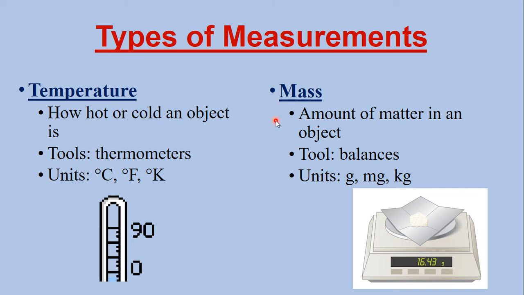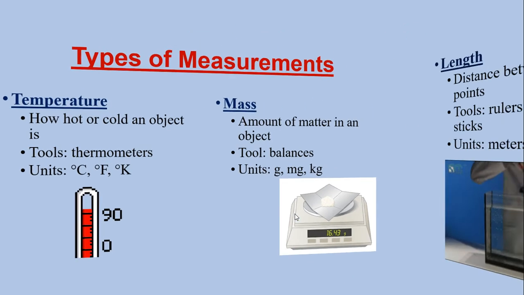Mass is the amount of matter in an object. The tool is a balance, and we're going to have the units of grams, milligrams, and kilograms. You can kind of see a balance right here. There's a difference between mass and weight. Weight factors in gravity. Mass does not factor in gravity at all.